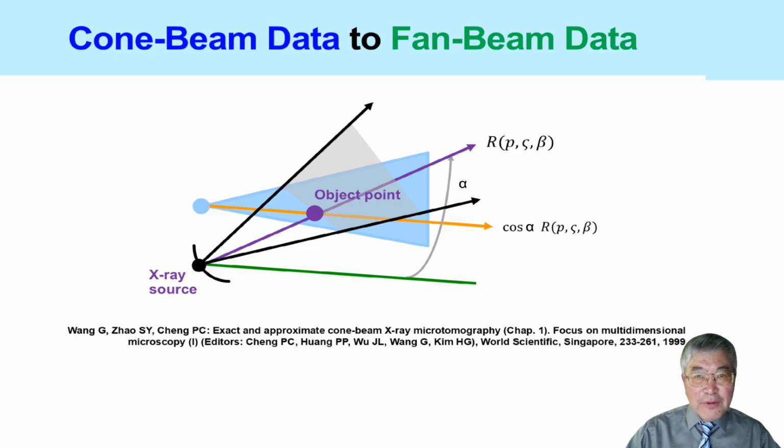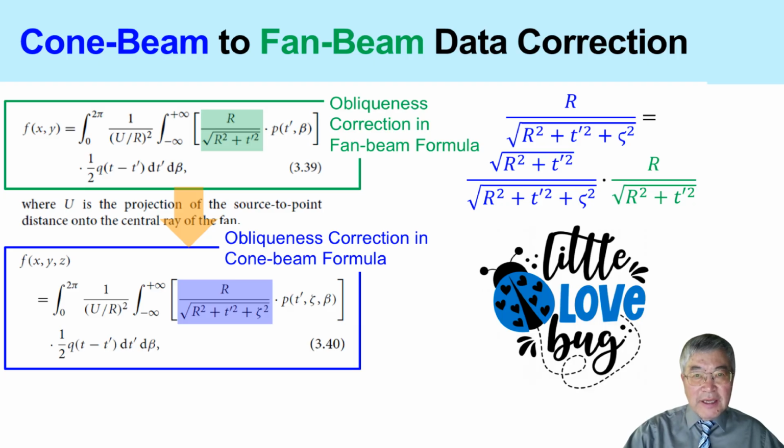This gives us a very intuitive explanation of how cone beam data can be converted approximately into fan beam-like data for slice reconstruction. So although this cosine correction or obliqueness correction is approximate, it often works very well in practice. The idea is that each cone beam ray is corrected according to its own local geometry. For a particular point in the object, we look at how the ray is tilted relative to the desired transverse slice, and then we apply the corresponding correction factor.